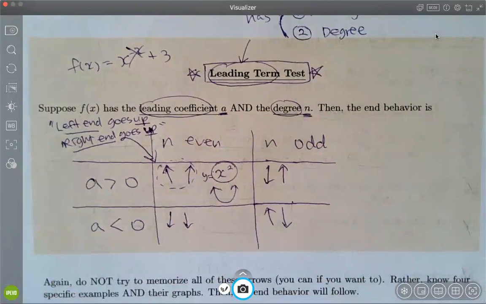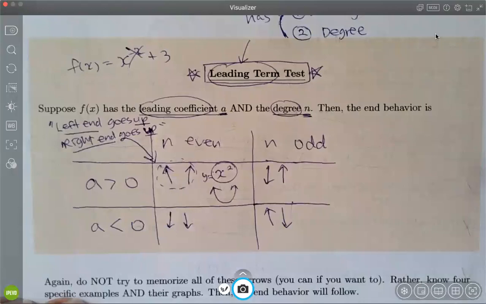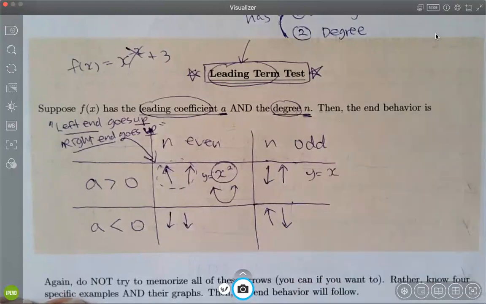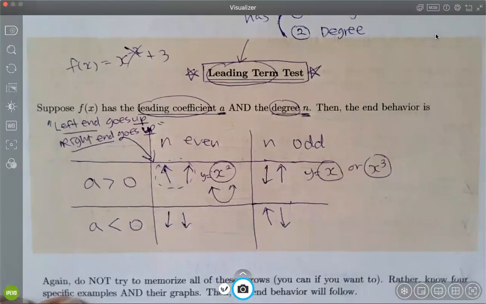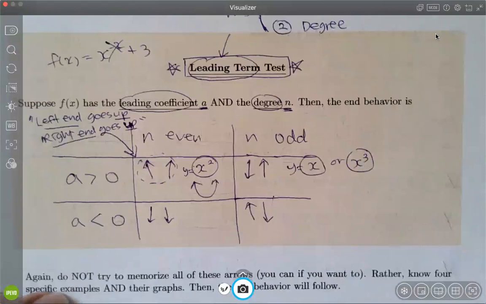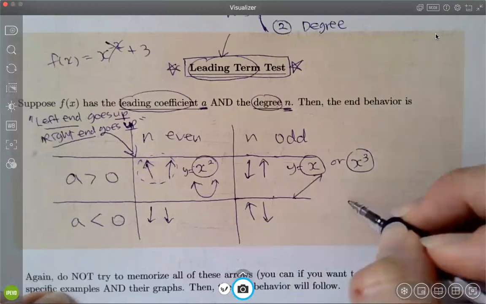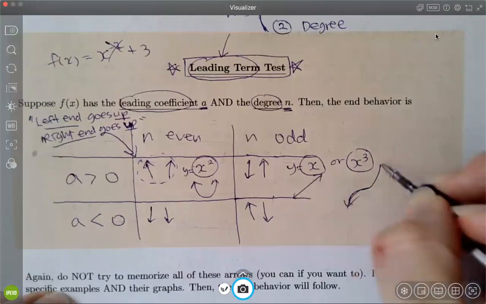Now, the odd degree and the positive leading coefficient. Here, my recommendation is to look at y equals x, which is degree 1. But sometimes people look at x cubed. It doesn't matter. Now, y equals x is an increasing line. So how does the left end behave? It's going down. The right end is going up. And for x cubed, the graph looks like this. So the left hand is indeed going down, the right hand is indeed going up.